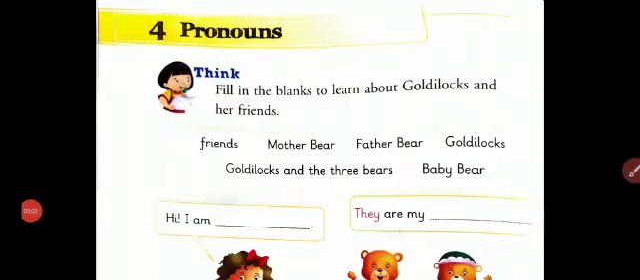Today we will study chapter 4 of our English language book, that is pronoun. So what is the meaning of pronoun? Pronoun is a word which is used instead of noun. So to understand the definition of pronoun, we will be doing some exercise. So let's see what is the exercise.